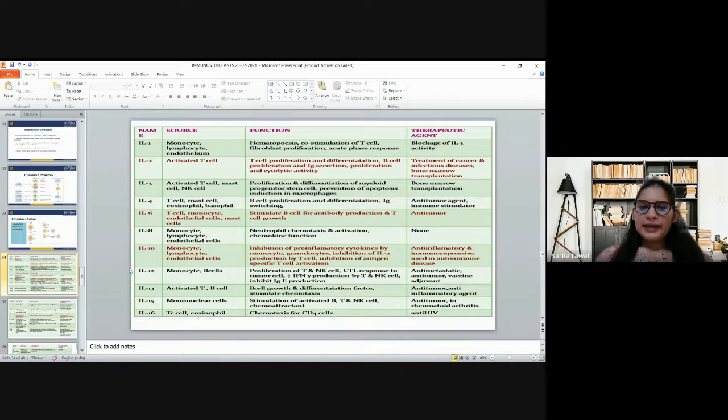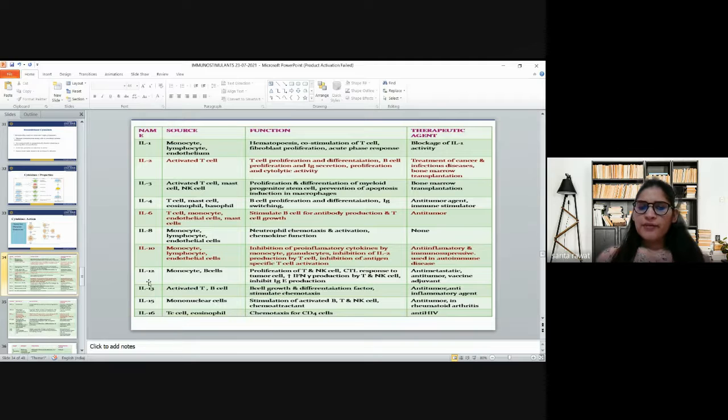Then next we have IL-10. The source is monocyte, lymphocyte, endothelial cell. The function includes inhibition of pro-inflammatory cytokines by monocyte and granulocyte, inhibition of IL-2 production by T cell, inhibition of antigen-specific T cell activation. Then the therapeutic use includes anti-inflammatory and immunosuppressive, used in autoimmune disease.